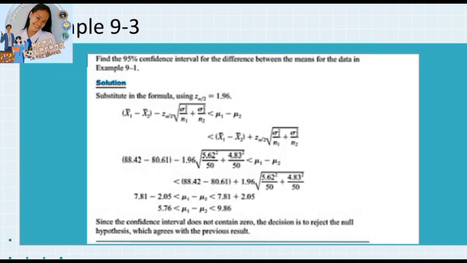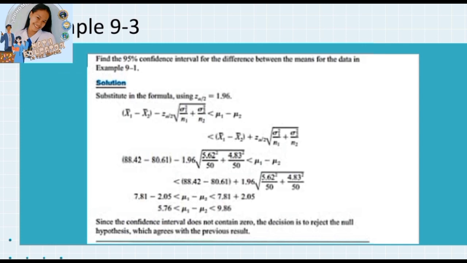Now let's have an example. Find the 95% confidence interval for the difference between the means for the data in example 9.1, the example that we have previously. Now we are going to substitute the values from example 9.1 into the formula using the critical value 1.96.